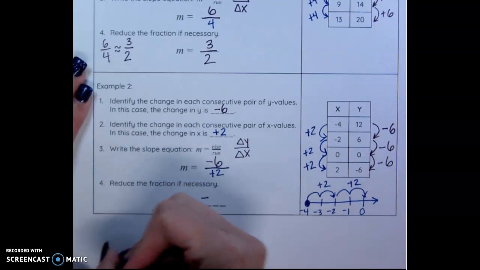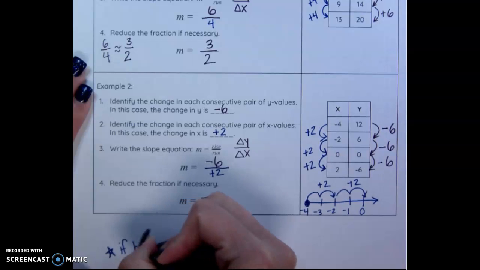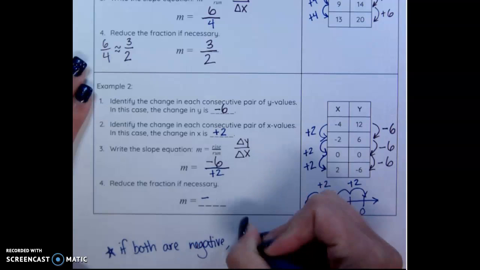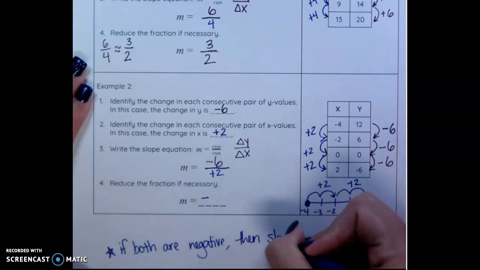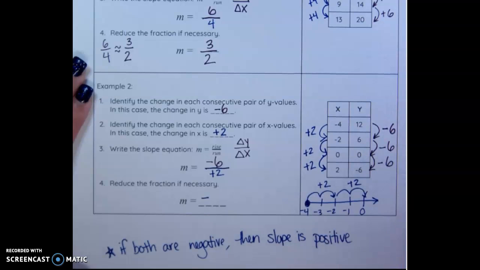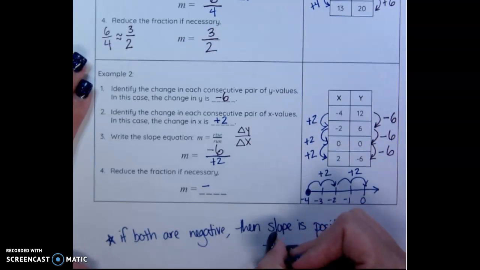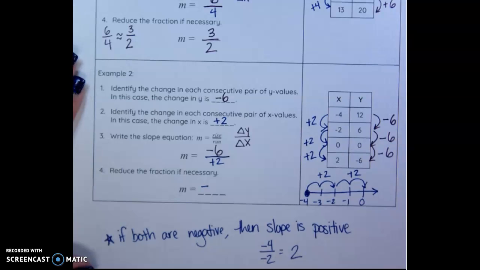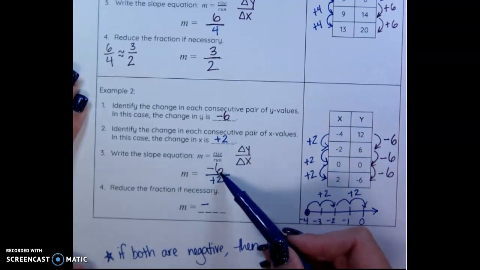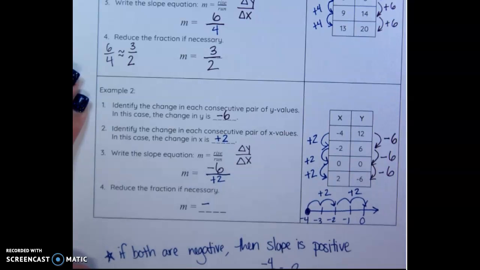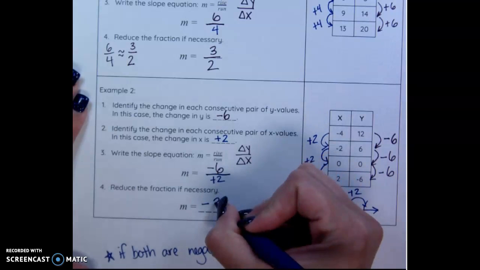So I'm going to add that down here. If both are negative, then slope is positive. Okay? So if that was like negative 4 over negative 2, well, that slope would be 2 because a negative divided by negative is positive. Now here, only one of them is negative, which means my overall slope is going to be negative. Negative 6 and 2, that can reduce. 6 divided by 2 is 3, so our slope is negative 3.